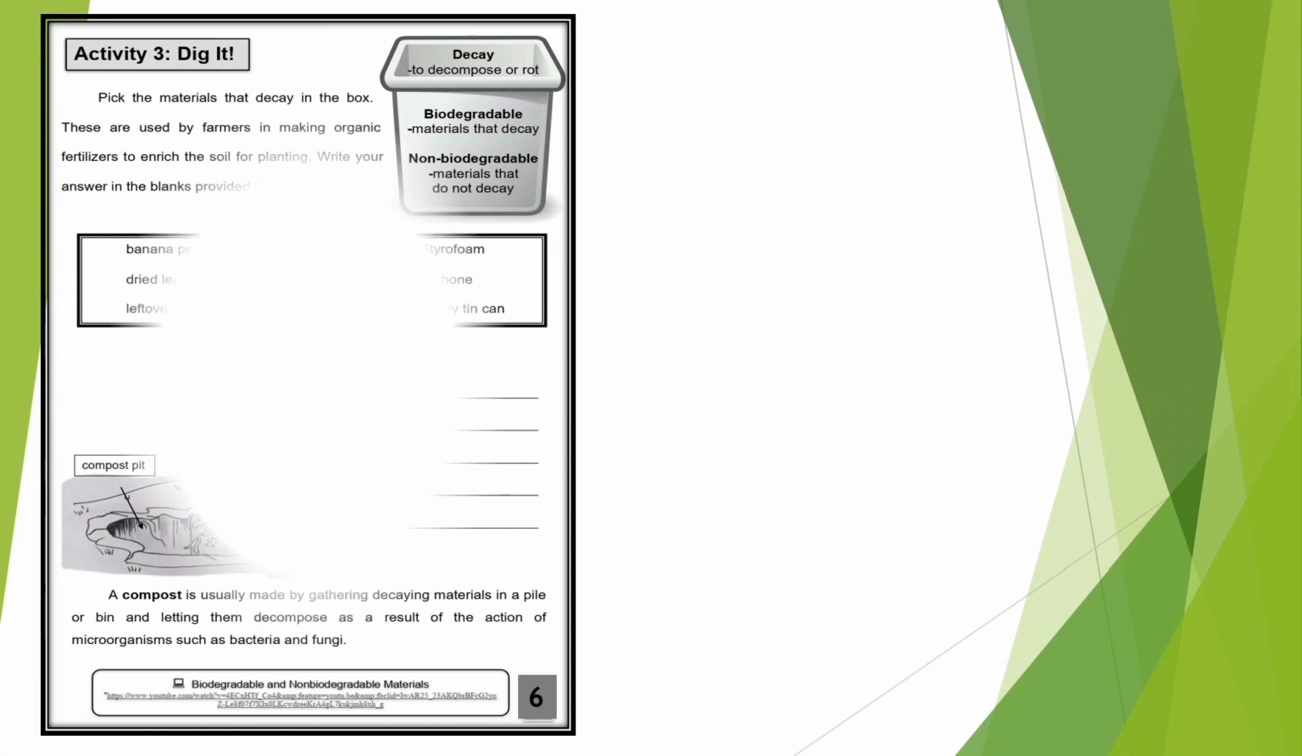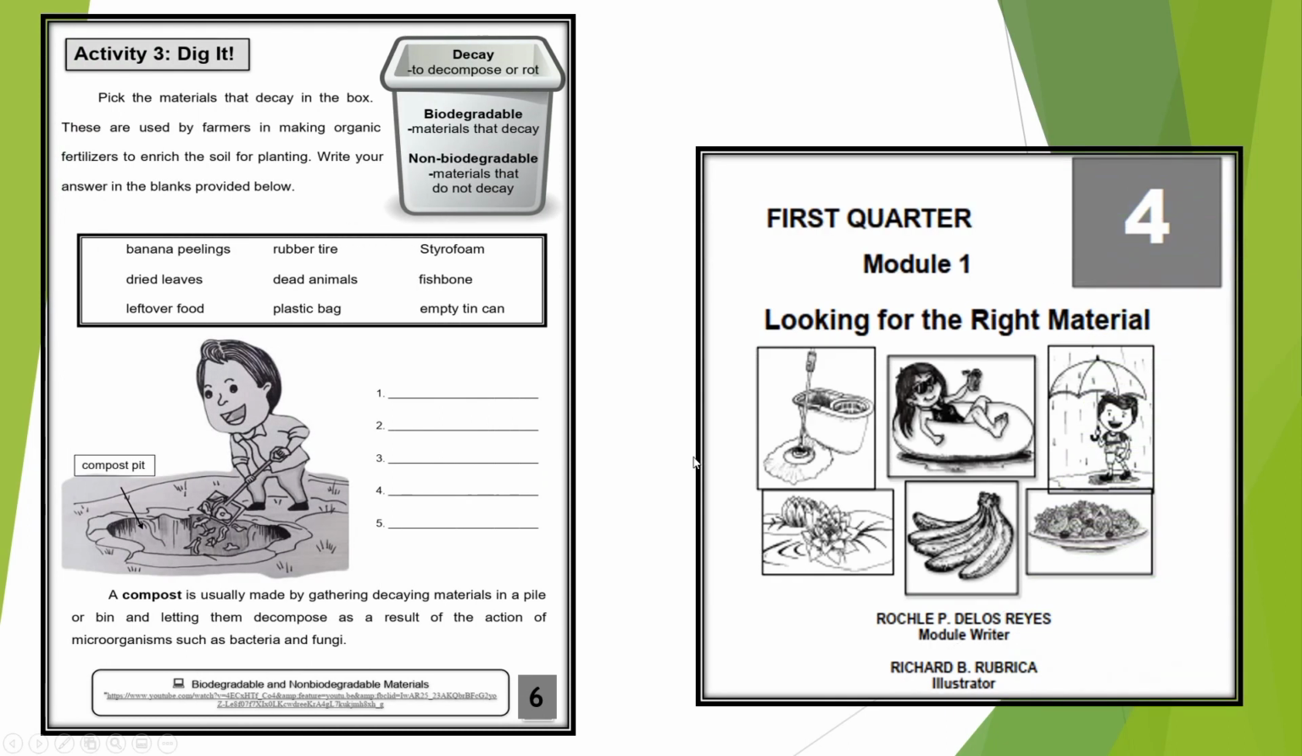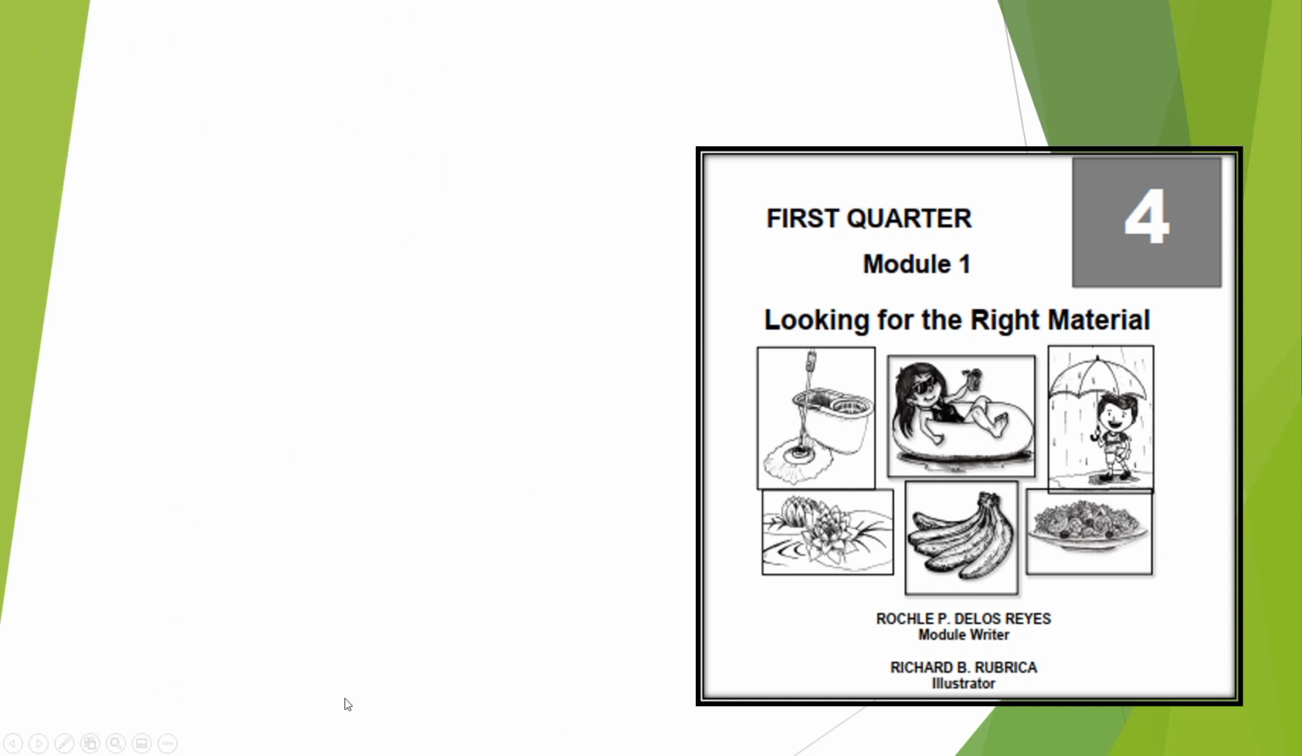On page 6 of your module, you will find the Activity 3, entitled Dig It. What you're going to do is to pick the materials that decay in this box and write your answer in the blanks provided below. It also has a link below that you can use if you have available internet connection for your additional information.